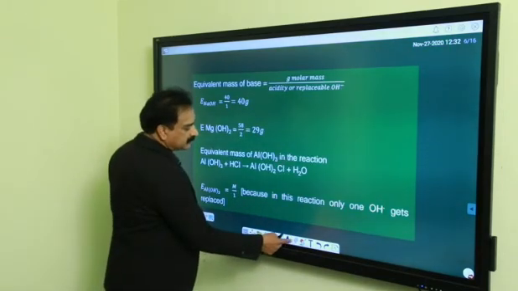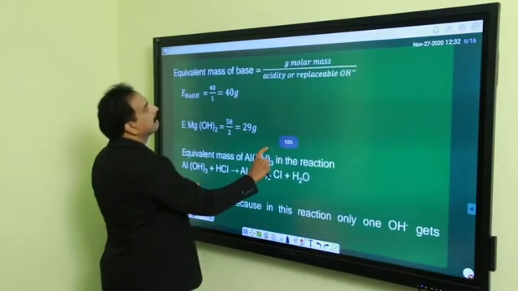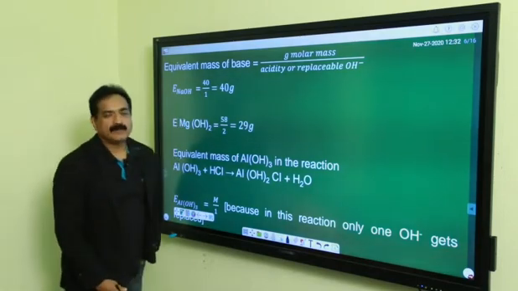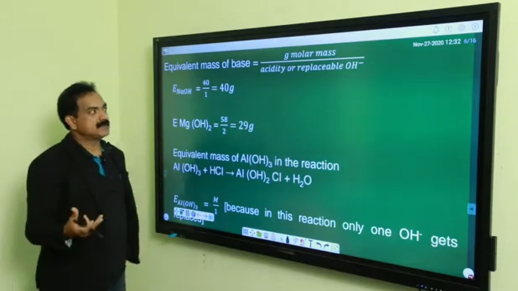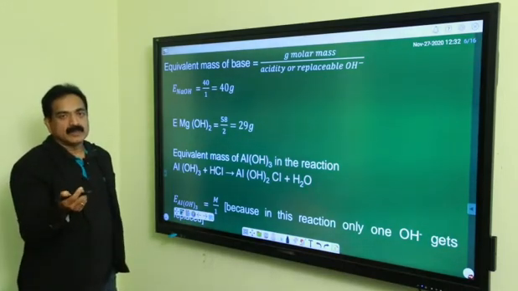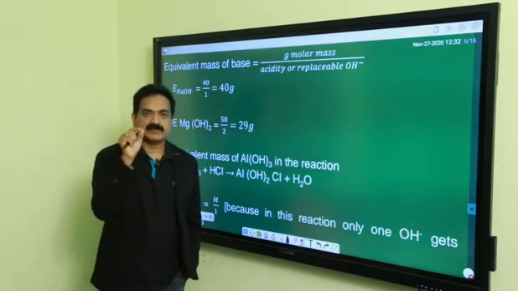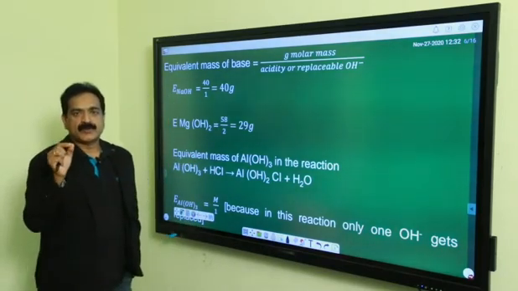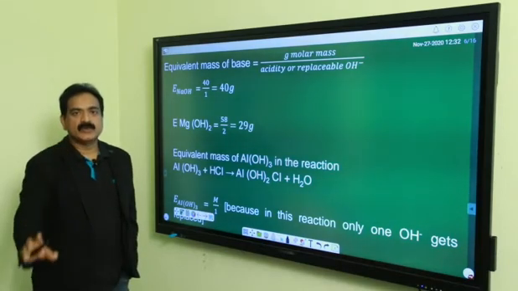Now comes the equivalent mass of base. Similarly, molar mass divided by replaceable OH negative. Like in NaOH, here there is no problem like what we faced in the case of oxoacids. The number of OH negative is equal to the acidity. So it is the replaceable OH negative.